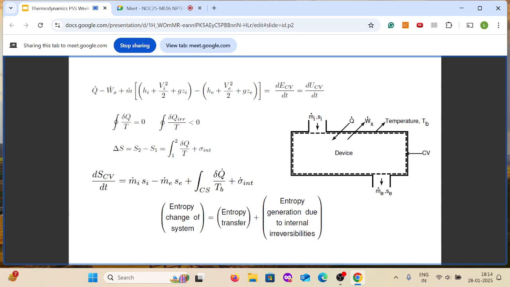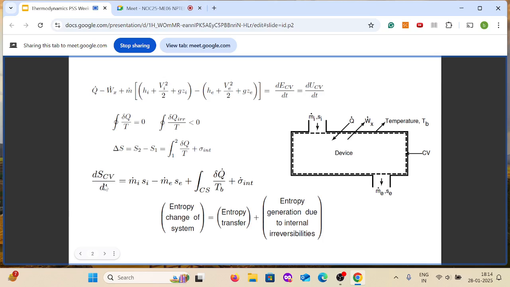Similarly, when we derive it for entropy, the entropy change of the system equals the entropy transfer, which can be because of heat or some other process interaction, plus the entropy generated due to internal irreversibilities, that is sigma int. So this can be written in a mathematical form like this.